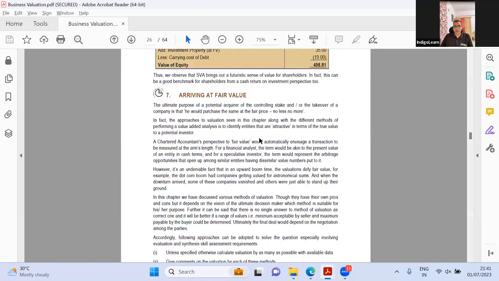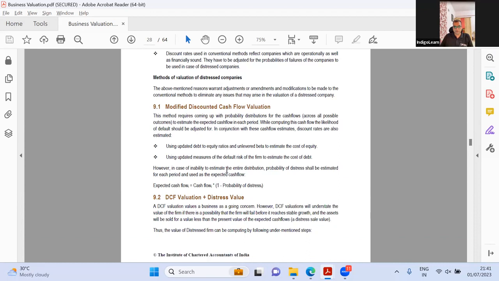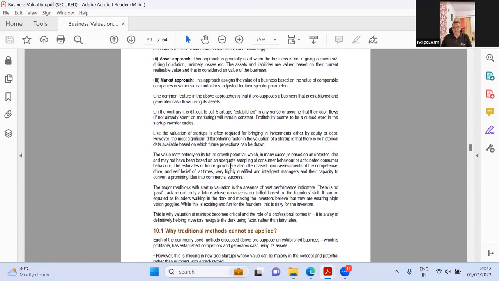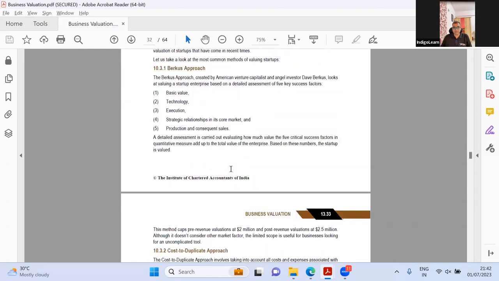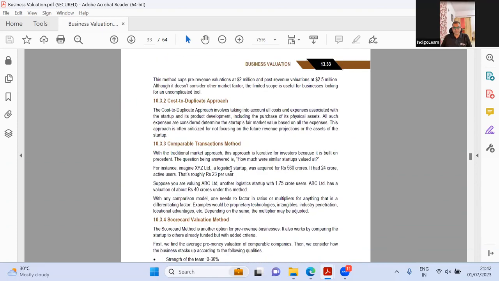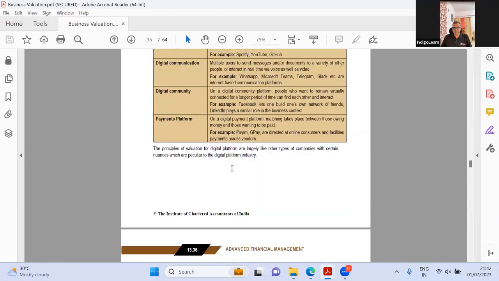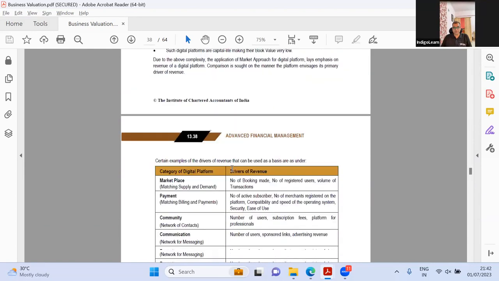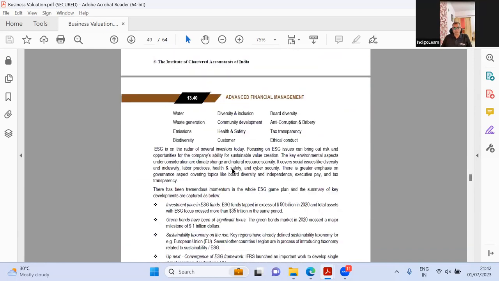Distress is theoretical. Modified discounted cash flow. No, it's not an MIRR, it's modified discounted cash flow, I'm sorry for that. DCF plus distress value, adjusted present value, relative valuation, valuation of startups, traditional methods, value drivers, methods, Berkus approach. This is a good one. Cost to duplicate, scorecard, venture capital method. Valuation of digital platforms is pretty good: income approach, discounting, specific considerations, market approach. This is pretty good, guys. This is the valuation of professional consultancy, impact of ESG. So this is a good development.